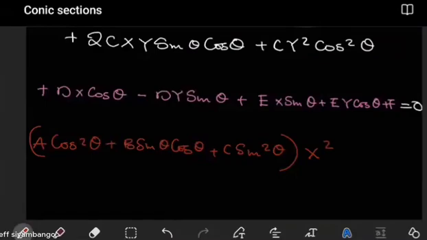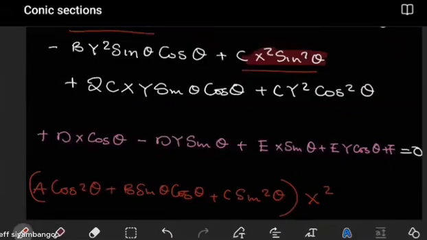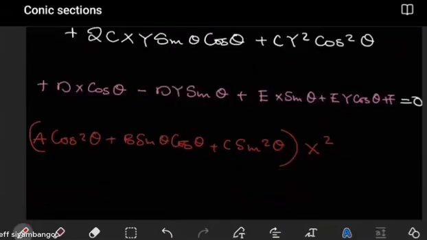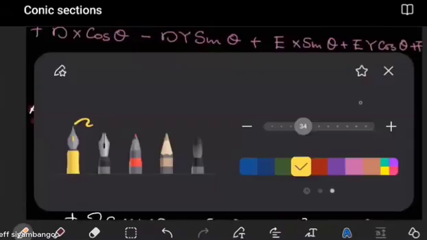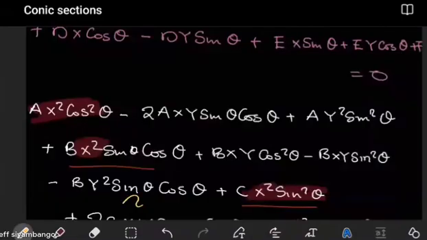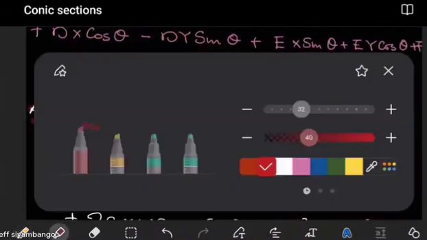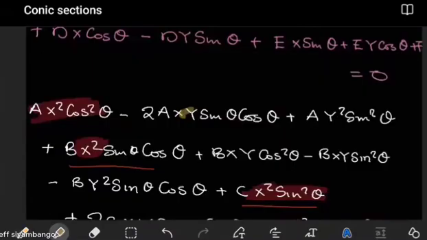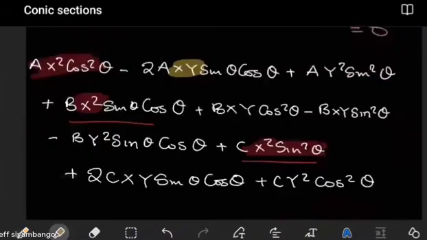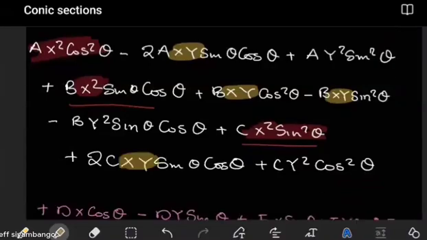Next, I'll go to the terms with the cross product. So the terms with the cross product, let's find them. This term has a cross product. We have a cross product here. We have a cross product here. We also have it here. We also have it here. I think that was the last one. So we have 1, 2, 3, 4 terms with the cross product. Okay, let's get those.